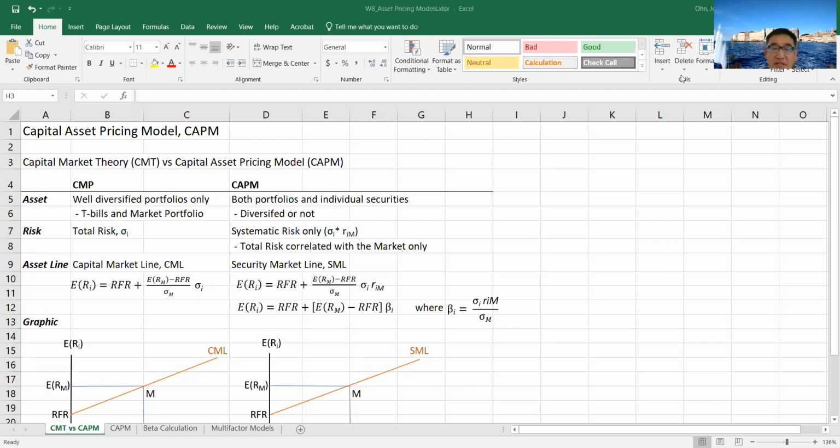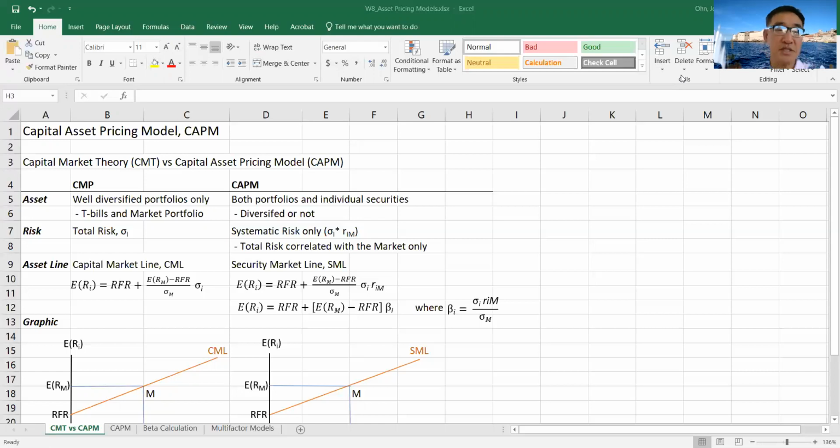But CAPM is a generalized asset pricing model. So it applies whether it is a portfolio or individual securities, whether it is diversified or not. That's a more generalized asset pricing model.